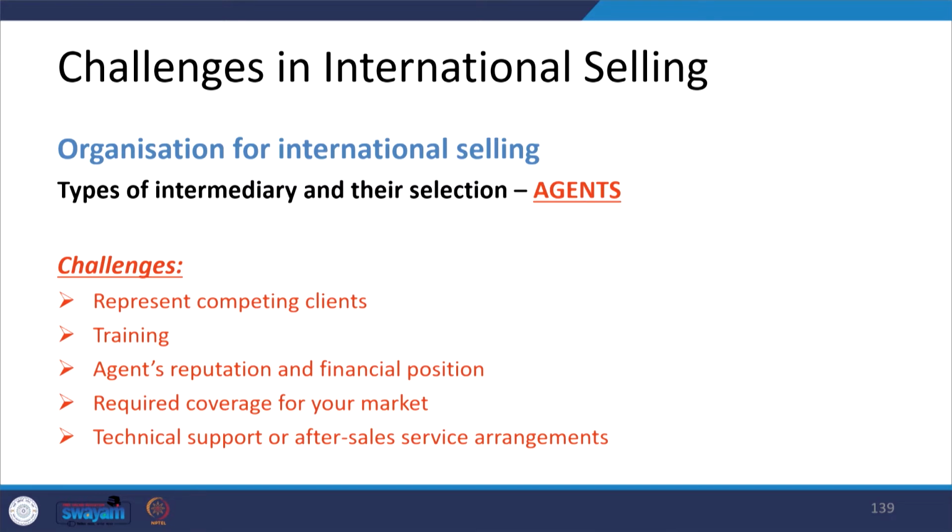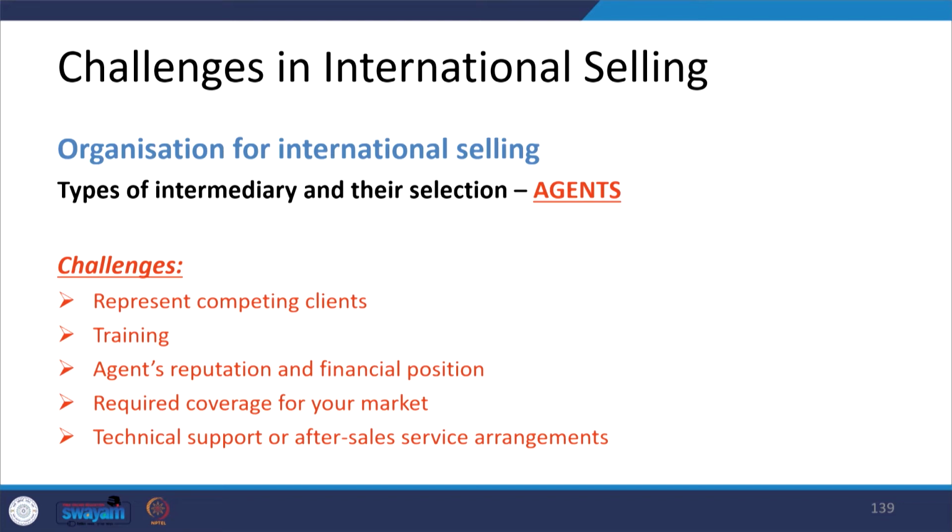Training: agents need a lot of training, and that again involves the cost of those trainings. Specifically for products with high technical aspects, training becomes an important consideration.